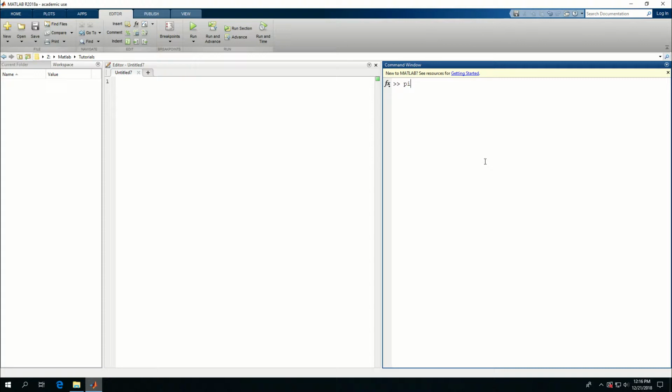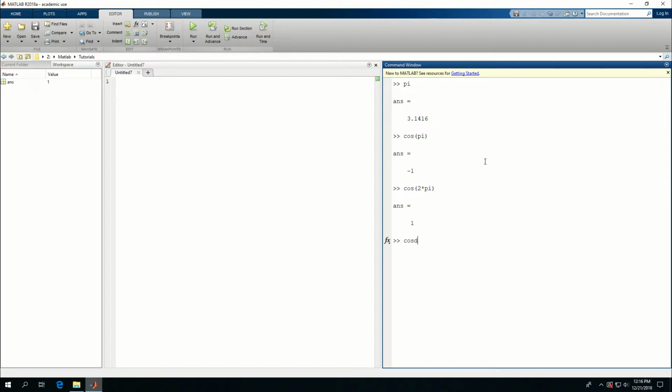Pi, which is just P and I, is the pi number, 3.1416. If I get the cos of pi, it will give me a minus 1. A cos of 2 times pi gives me plus 1. So cos is basically the cosine, and it takes a radian for the angle.